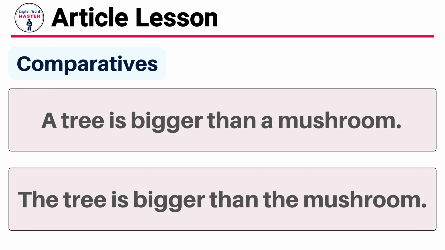When comparing two things, you can use either definite or indefinite articles. Let's take a look at the first sentence. "A tree is bigger than a mushroom." The speaker here is making a general statement. The speaker is not talking about a specific tree or mushroom. The speaker is suggesting that all trees in the world are usually bigger than all mushrooms in the world. In the sentence "The tree is bigger than the mushroom," the speaker is talking about one specific tree and one specific mushroom and comparing them.